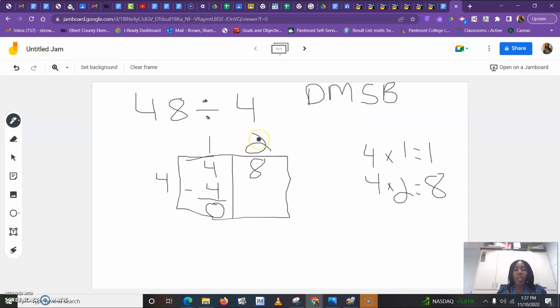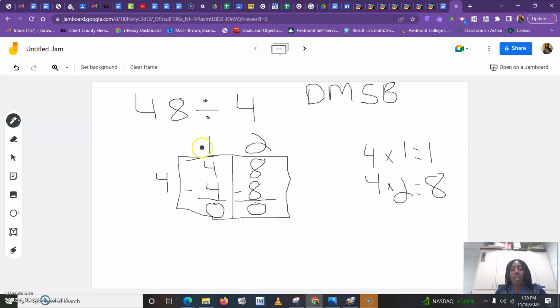So I'm going to multiply 2 times 4. 2 times 4 is 8. So that goes under this 8. Then my next step is subtract. So I subtract 8 minus 8, and I get 0. So I do not have a remainder because I have 0 here.